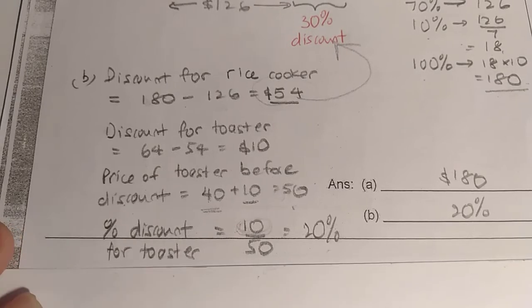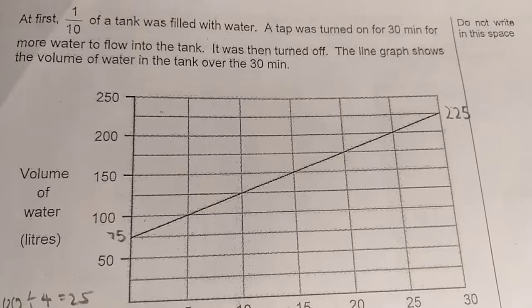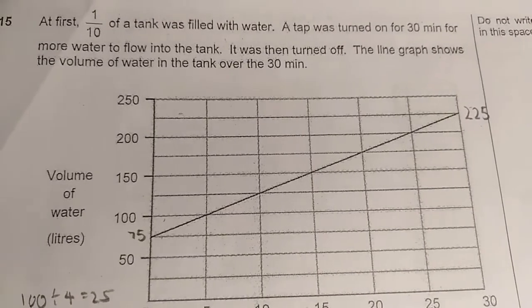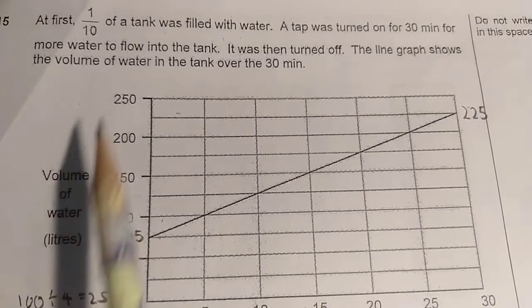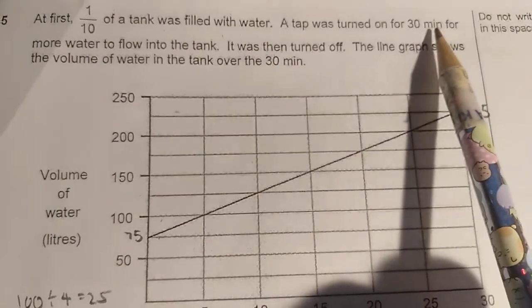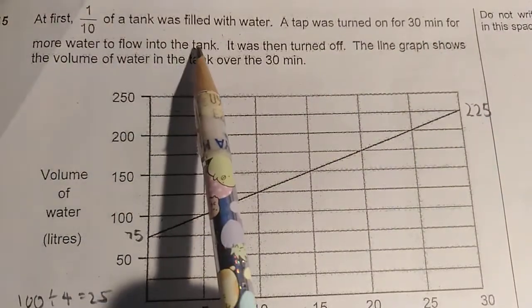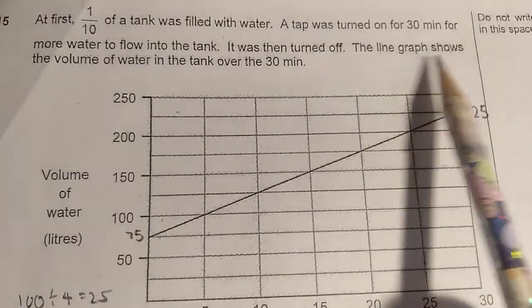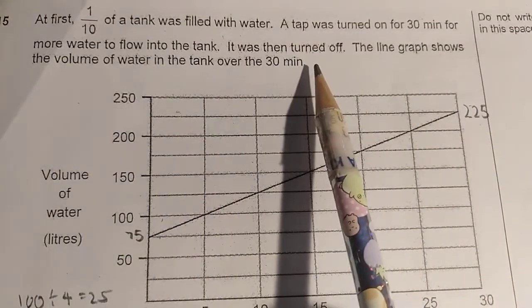Let's go on to the next question now. So in this question, we know that at first 1/10 of the tank was filled with water. A tap was turned on for 30 minutes for more water to flow into the tank. It was then turned off. The line graph shows the volume of the water in the tank over 30 minutes.